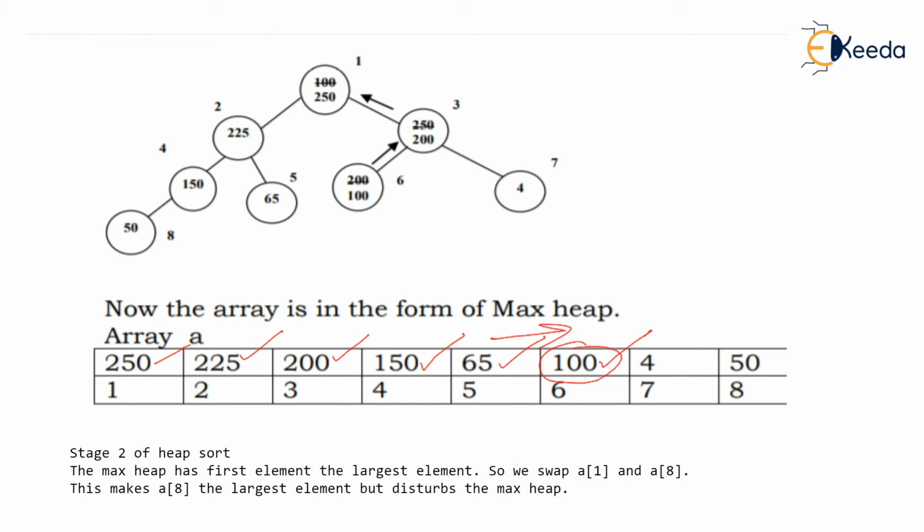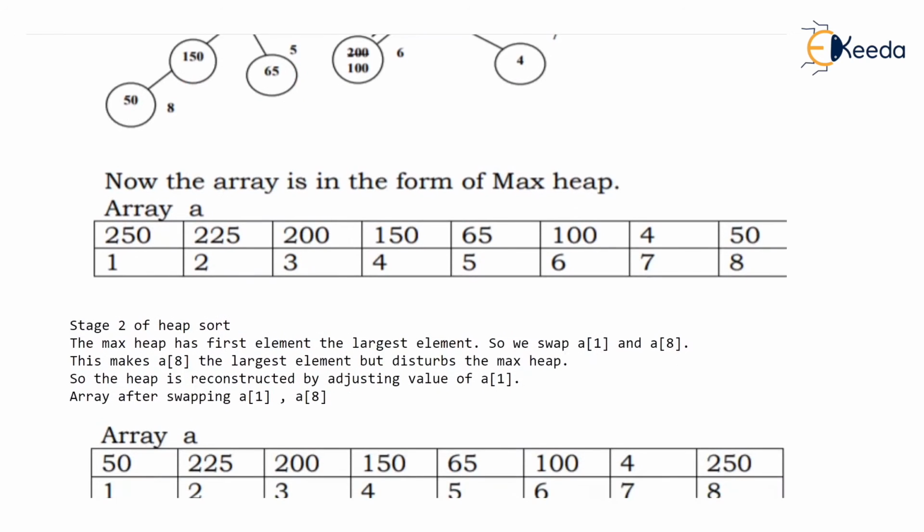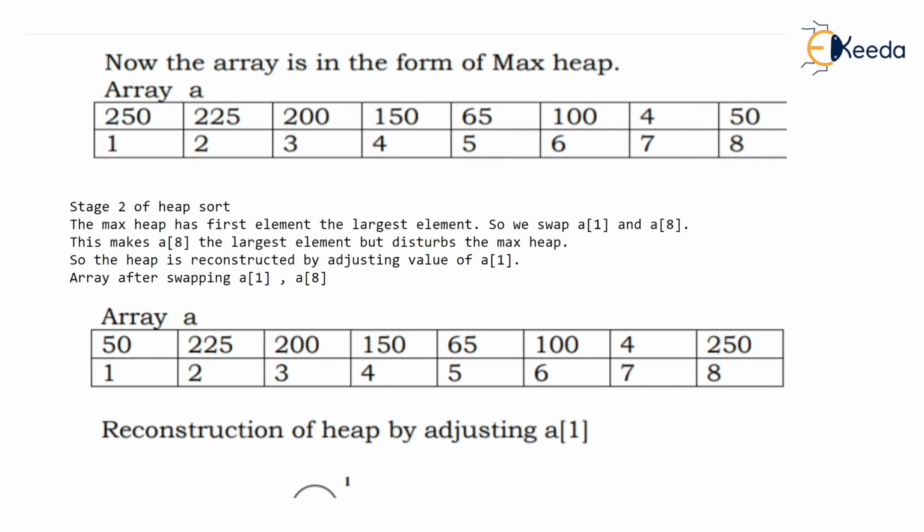Are you understanding? So don't be under the impression that if every parent is greater than its child, then the array is in decreasing order. Importantly, it is a max heap. Isn't it so? Now, once we have understood how to create a max heap, in the next video, we will see stage 2 of heap sort, which will actually do the sorting.